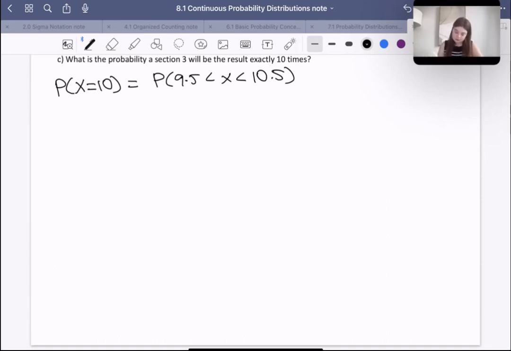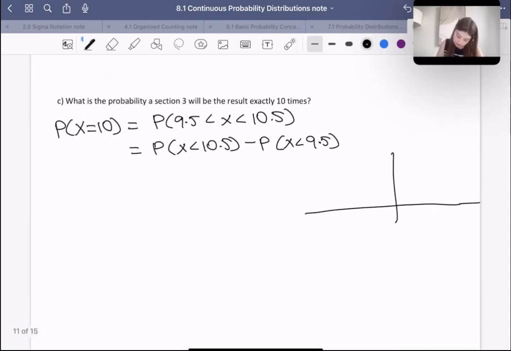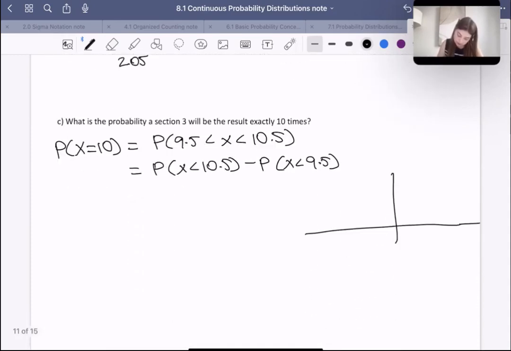Good. So in this case, we want to know the probability that we're less than 10.5 minus the probability we're less than 9.5. And why is this? How did I get from step 1 to step 2? Well, let's talk about that. So let's say here, for example, we have our scale, and let's see, what was our mean? Okay, our mean was 6.